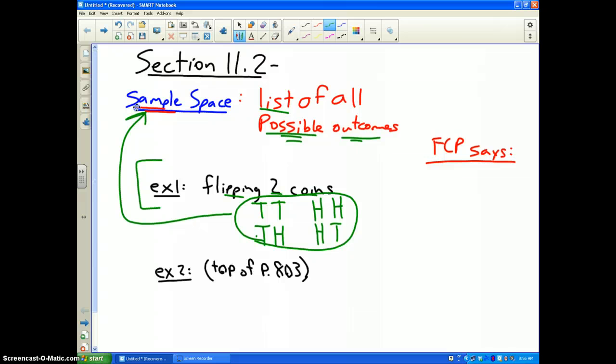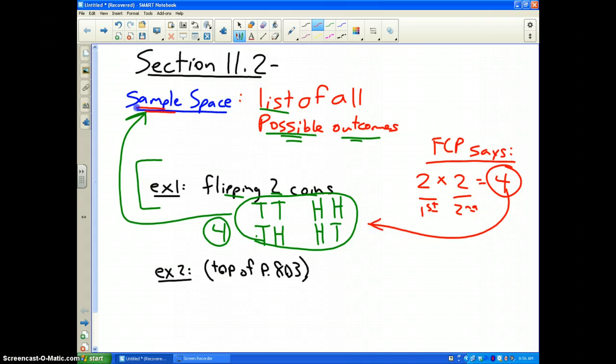The sample space lists them. There are only four outcomes. What does the fundamental counting principle say about that? Well, you learned on the prior video that the fundamental counting principle says to multiply all possible outcomes. On the first coin, I could get two outcomes. When I flip the second coin, I could also get two outcomes. And if I times those together, there should be four total outcomes in my sample space.